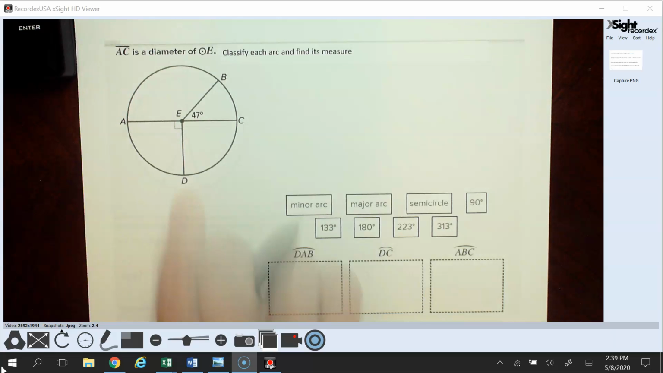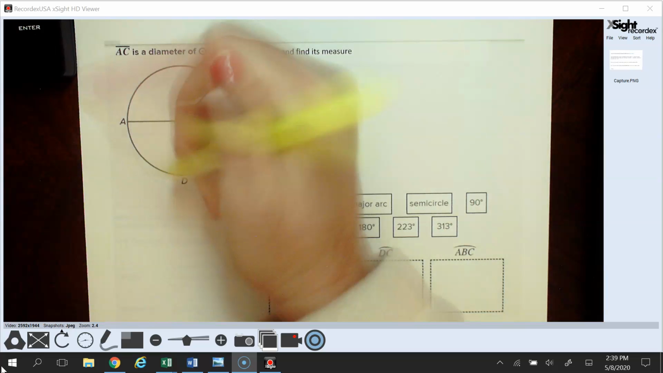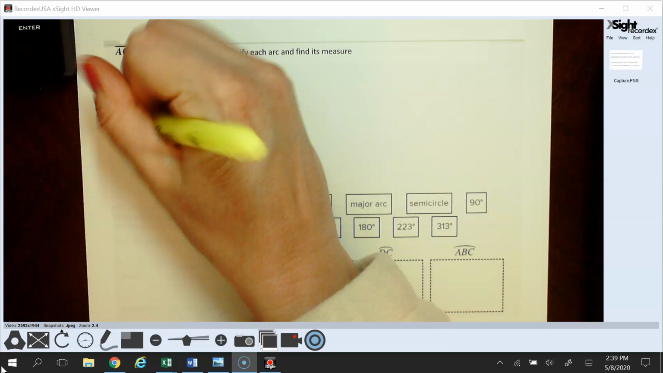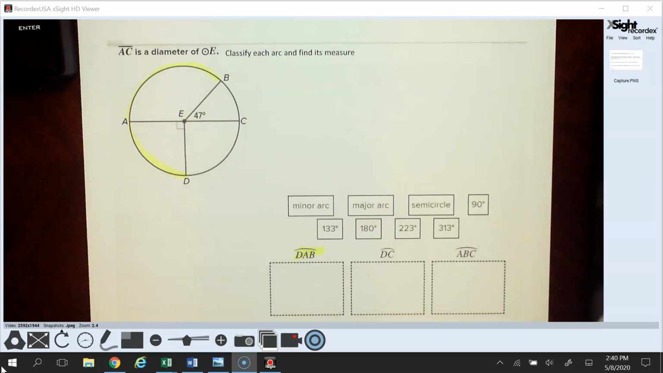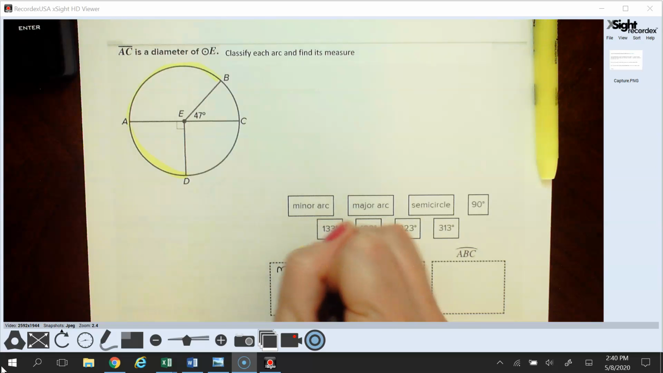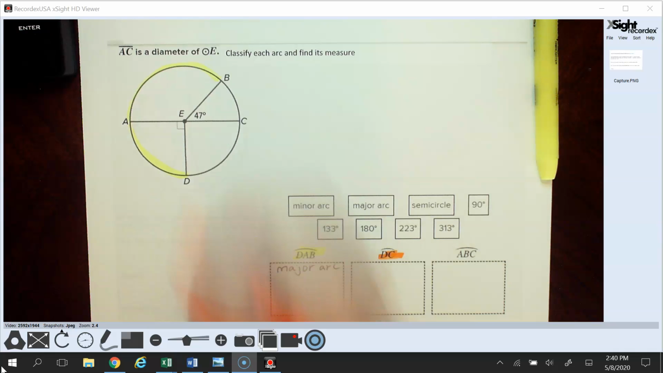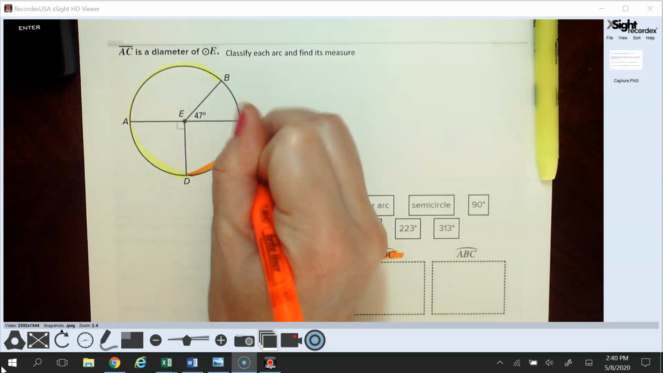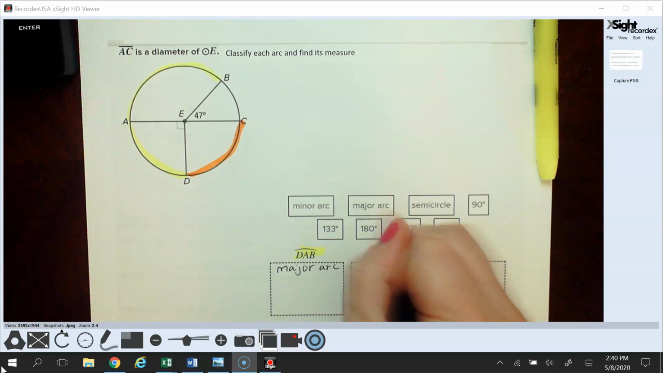So first of all, DAB all the way around. I've got DAB. I'm looking at that. That's way more than half the circle. So I know that DAB is going to be a major arc. So I'm just going to write major arc in here. That's my first one. Whereas DC, if I look at DC, that's definitely less than 180, less than half. So by definition, that's a minor arc.